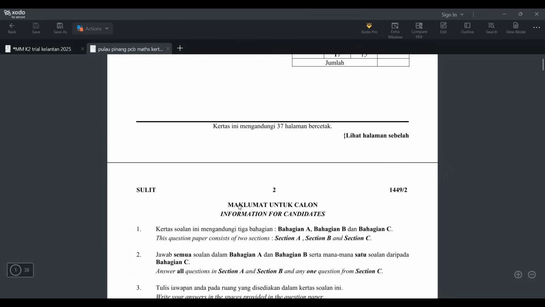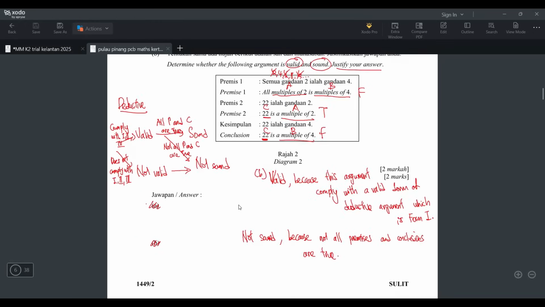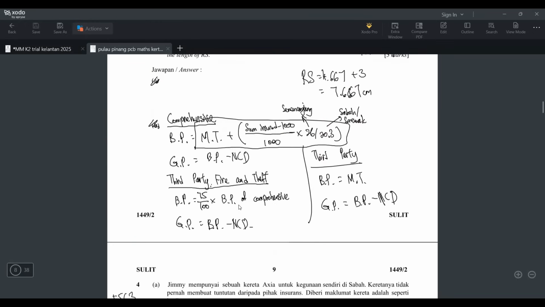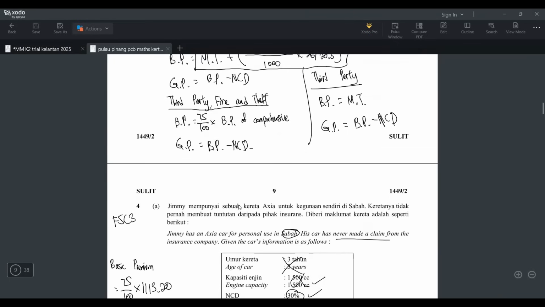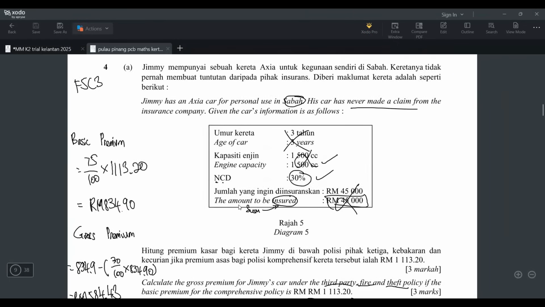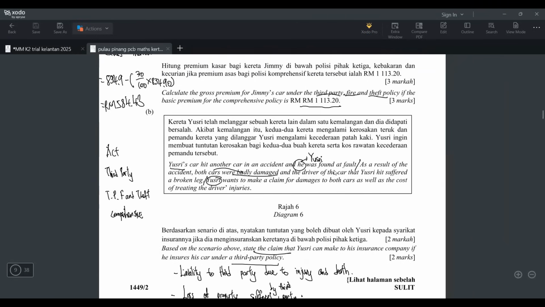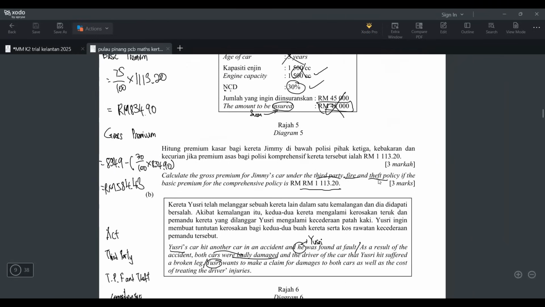The reason why I opened the Penang set is because there's one question like that also. So let's find out where's the motor insurance question. Oh, I see it already. Number 4. If you want the explanation for this Penang paper, you can watch it on my YouTube. It's already uploaded. They ask for third party fire and theft in the Penang state paper.